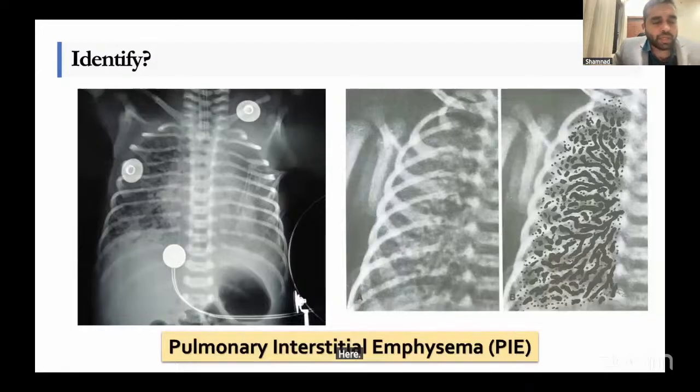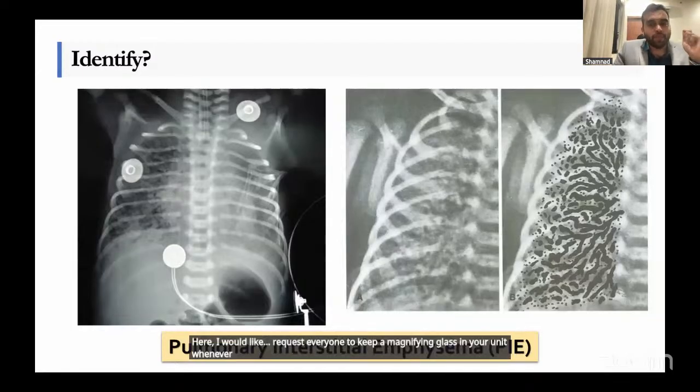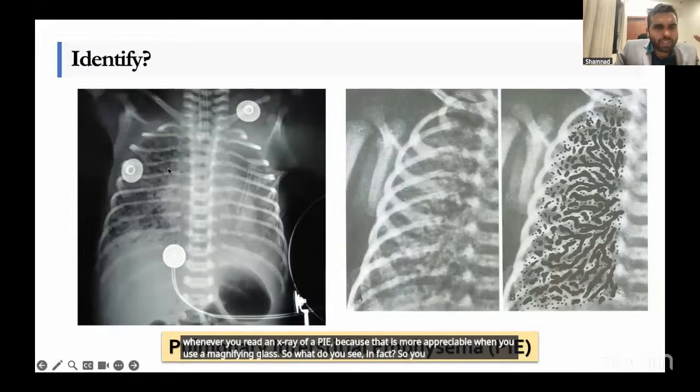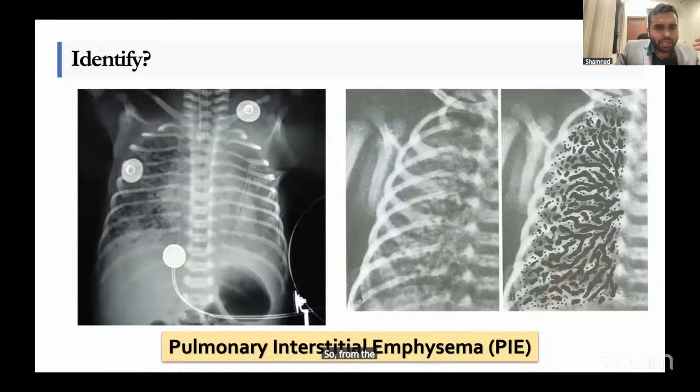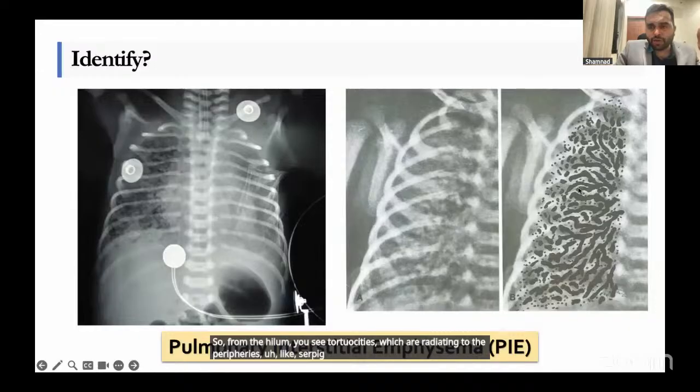Here, I would like to request everyone to keep a magnifying glass in your unit whenever you read an X-ray of a PIE, because that is more appreciable when you use a magnifying glass. So what do you see? You see tortuous radiation of these air streaks from the hilum, like serpiginous radiations of air to the peripheries.